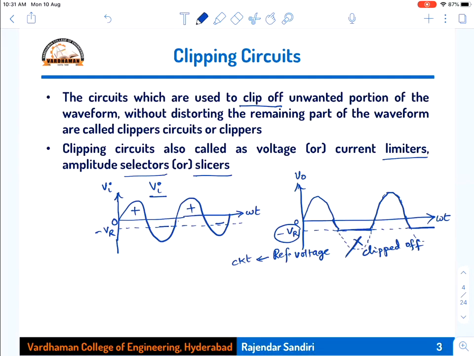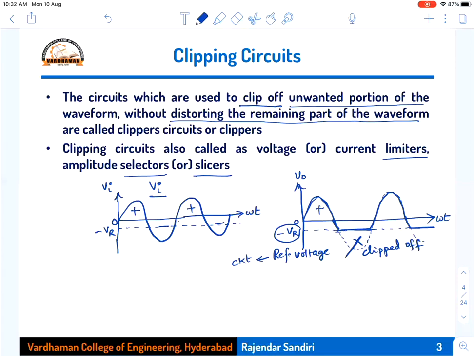Now what is happening here? These are circuits used to clip off the unwanted portion of the waveform. Say I don't want this portion. I want to clip it off, remove it or slice it off, without distorting the remaining part of the waveform. Is there any disturbance here? This is positive. From here to here, this entire waveform is the same. There is no disturbance in the upper portion, but in the lower portion it is completely clipped off. So the circuits used to clip off the unwanted portion of the waveform without distorting the remaining portion are called clipper circuits. These are also called slicers or limiters.